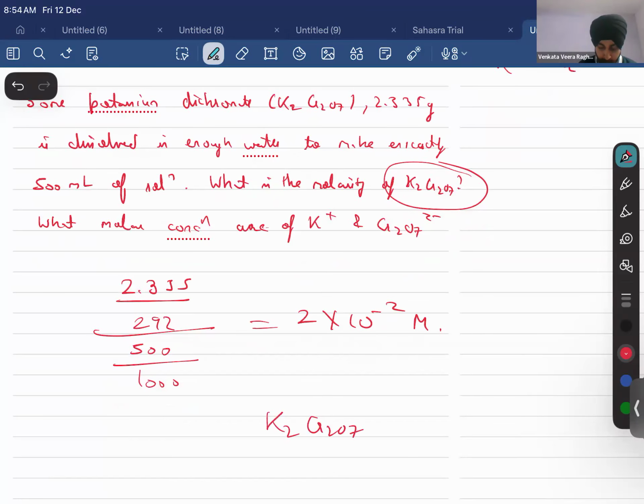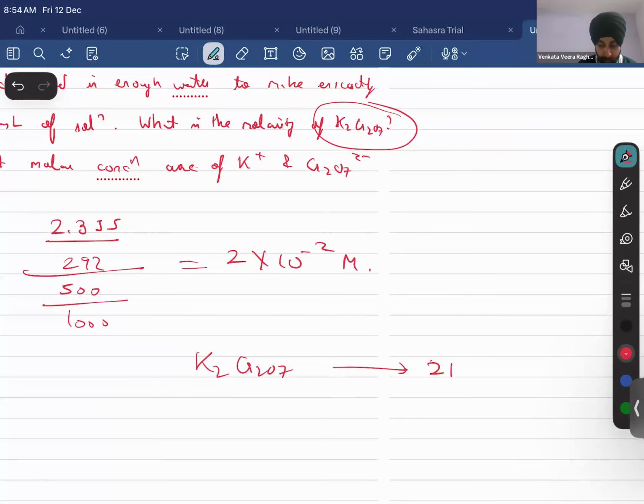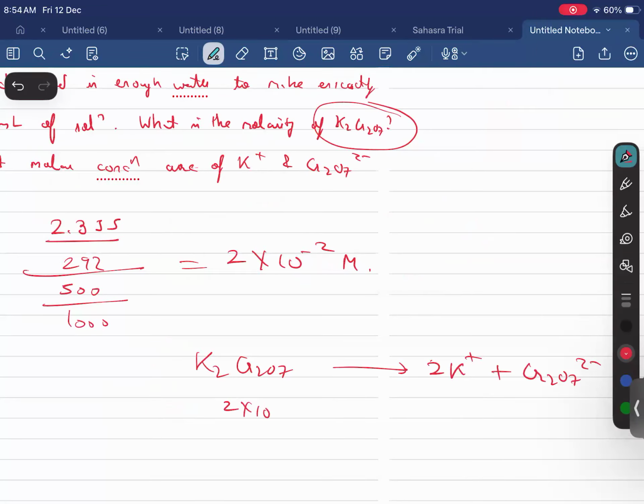K2Cr2O7, if you try to dissolve it in water, into what substances will it break? It will break into 2 K plus ions plus Cr2O7 2 minus ions. Yes, sir. If this is 2 into 10 to the power minus 2 molar, what will this be? This will be 4 into 10 to the power minus 2 molar, the double of it, according to the stoichiometry. And this will be 2 into 10 to the power minus 2 again. I hope this is 100% clear to you. Yes, sir. Okay, very good then.